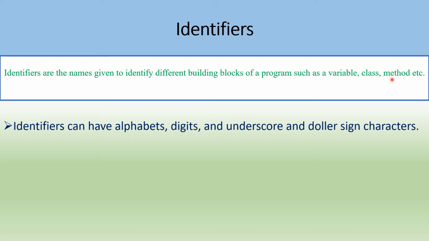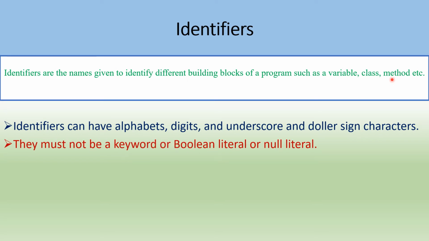You can only use underscore and dollar sign, or you can use alphabets, any combination of alphabets and digits. Next rule is they must not be a keyword or boolean literal or null literal.